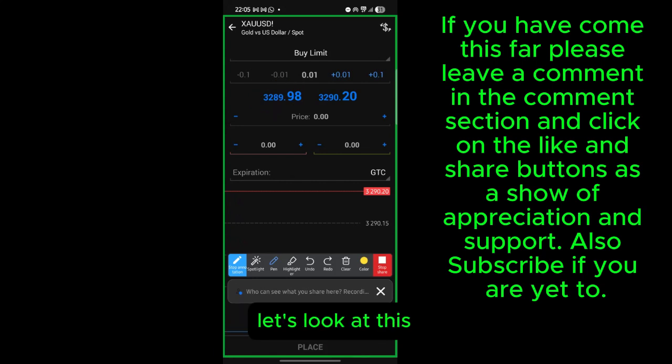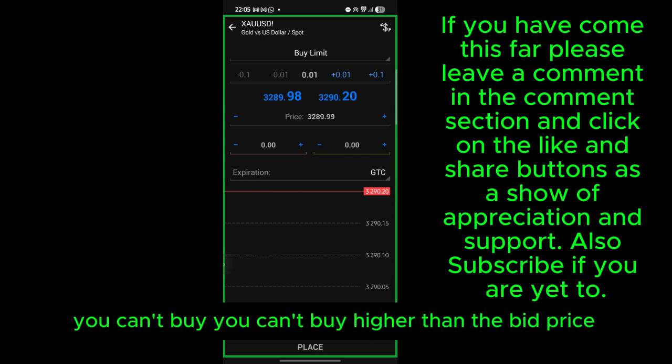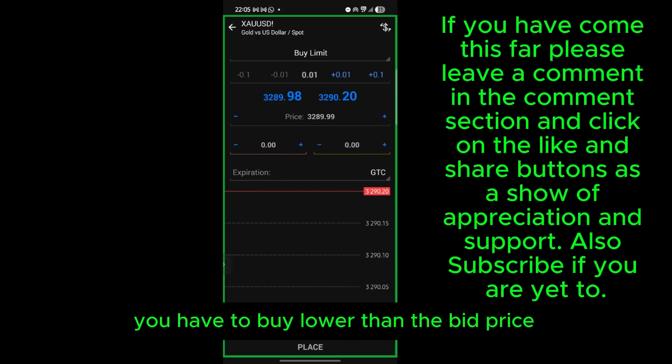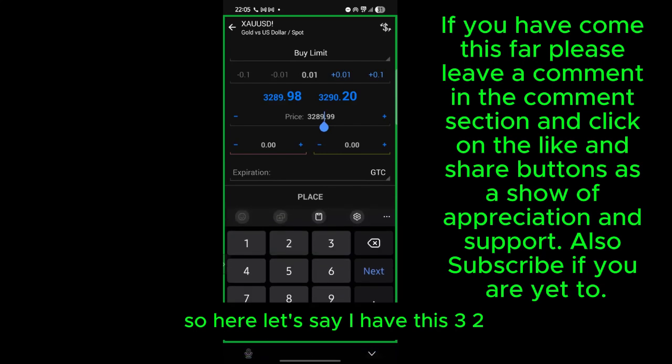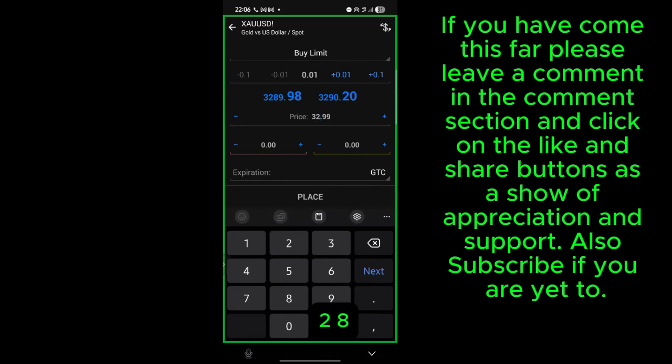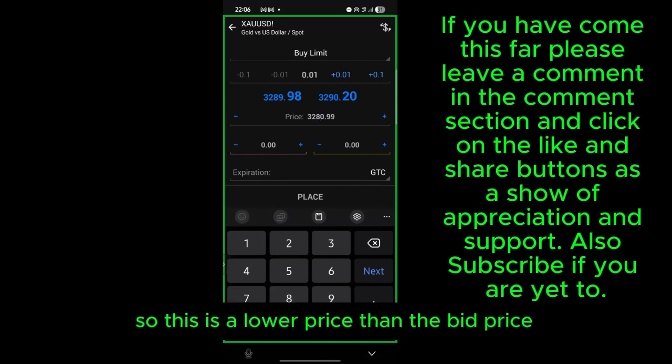So here, let's look at this. I'm taking a price lower than the bid price. You can't buy higher than the bid price. You have to buy lower than the bid price. So here, let's say I have this 3289. Let's say I'm going to buy at 3280.99 or something like that. So this is a lower price than the bid price.